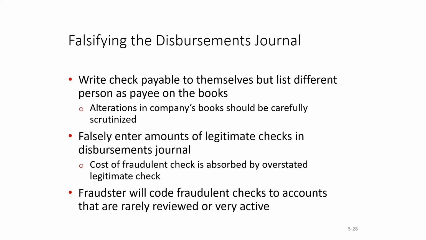Falsely enter amounts of legitimate checks in disbursement journals. So maybe we're going to overstate a legitimate check and then not record a check that we wrote to ourselves. We also are going to code fraudulent checks to accounts that are rarely reviewed or have a lot of activity. If we have cost of goods sold, we have tons of activity running through that account, so it's unlikely that a couple of extra checks would be found out in that particular account.